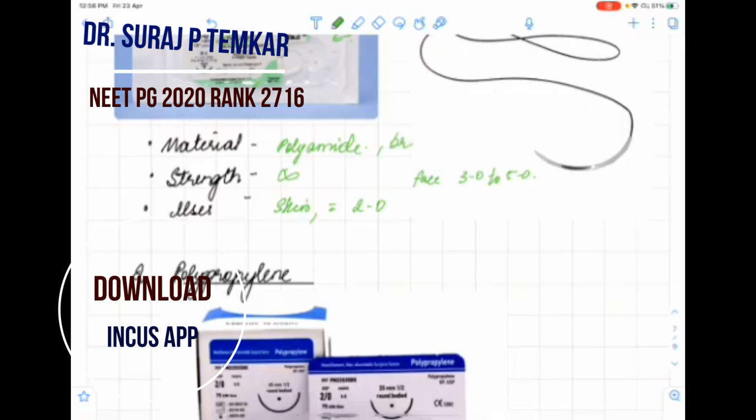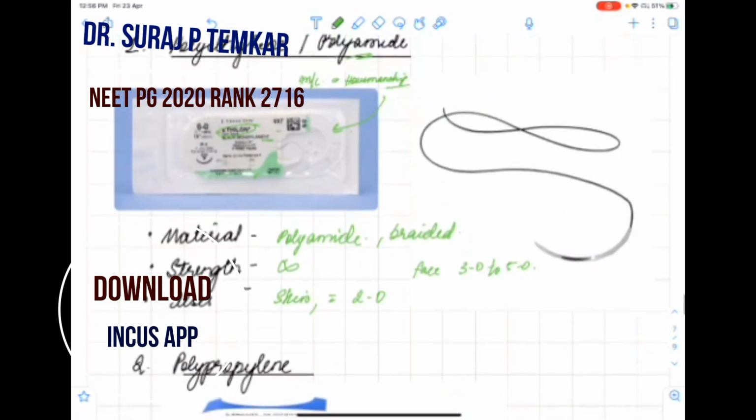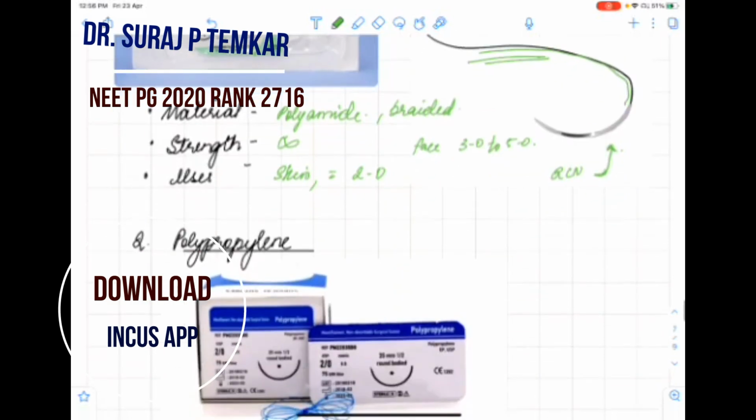It's braided. Most of the suture materials are braided except for very few, so I'll list out the monofilament suture materials soon. And the suture material is black in color, as you can see, and usually RCN or reverse cutting type needles are used for polyamide, mainly for skin suturing.